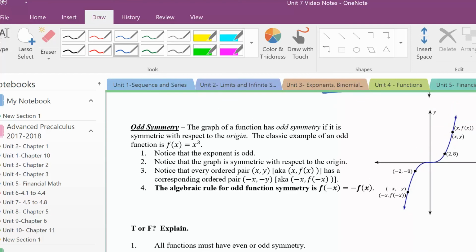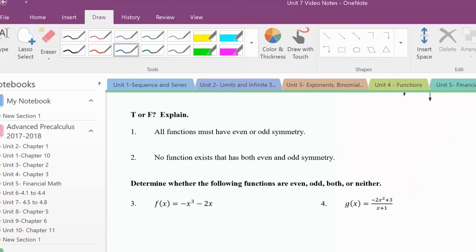Whereas for an odd function, notice it is symmetric to the origin, because if you have an x and y, the opposite x and y is part of the function. So that's why f of negative x equals the opposite of f of x if it is odd.